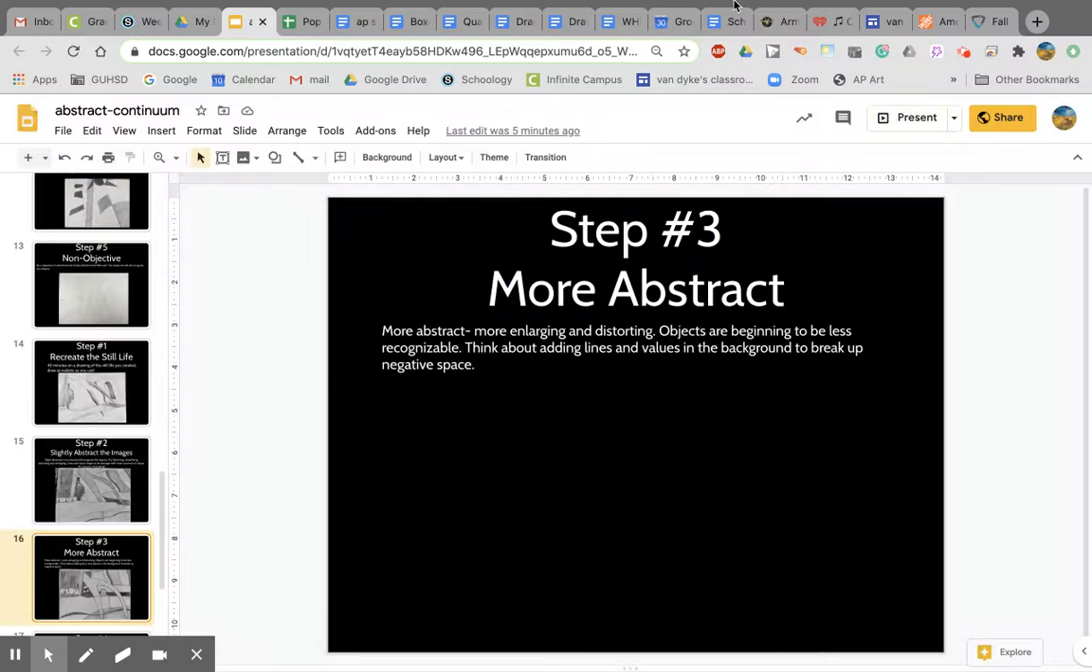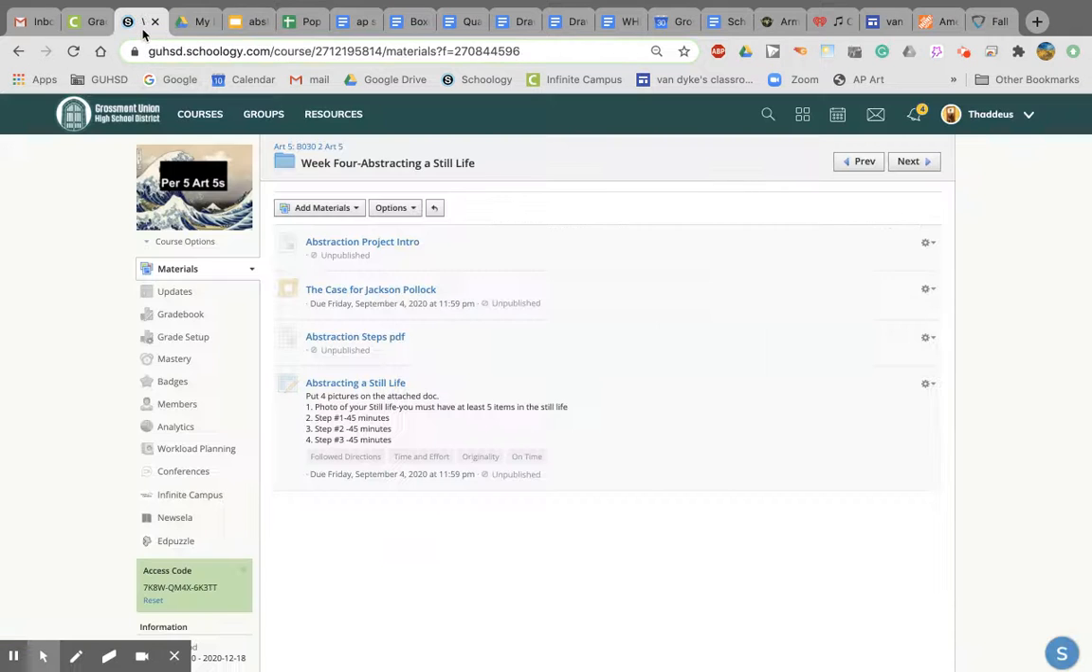So in the document that you are going to turn in, the abstract and aesthetic document, you're going to put 4 pictures on that doc. Okay, the first picture is going to be the still life, right? So whatever you set up at home, and then the second photo is step 1, the third photo is step 2, the fourth photo is step 3, and again, 45 minutes per drawing.